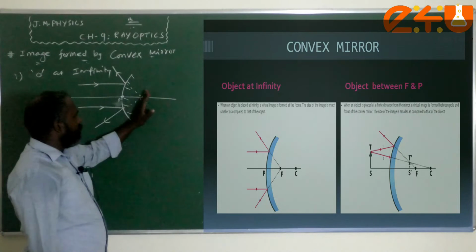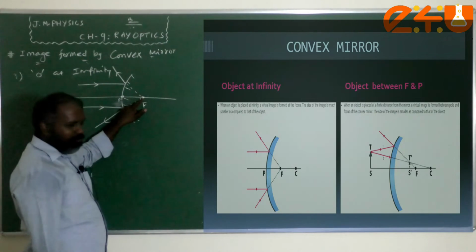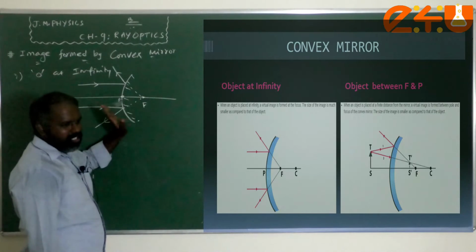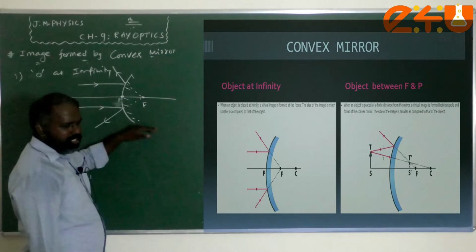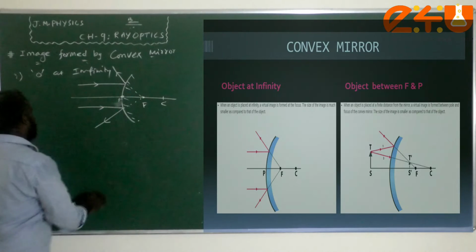Since it is behind the mirror, we cannot obtain it on the screen. So the nature of the image is a highly diminished, virtual, erect image, as shown in the diagram. Now please see the second case.